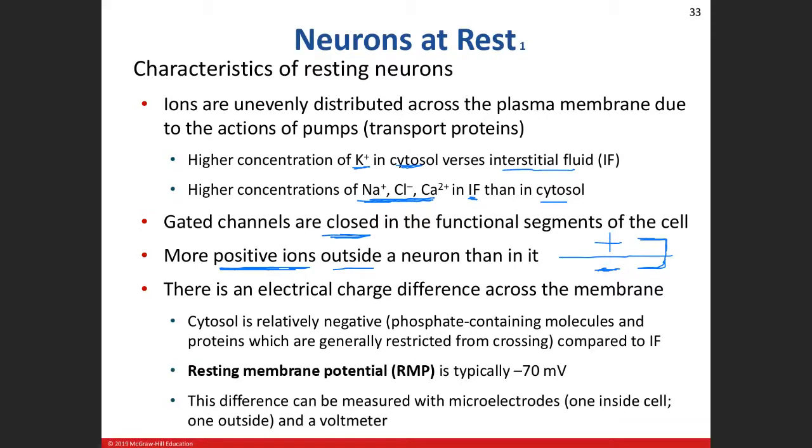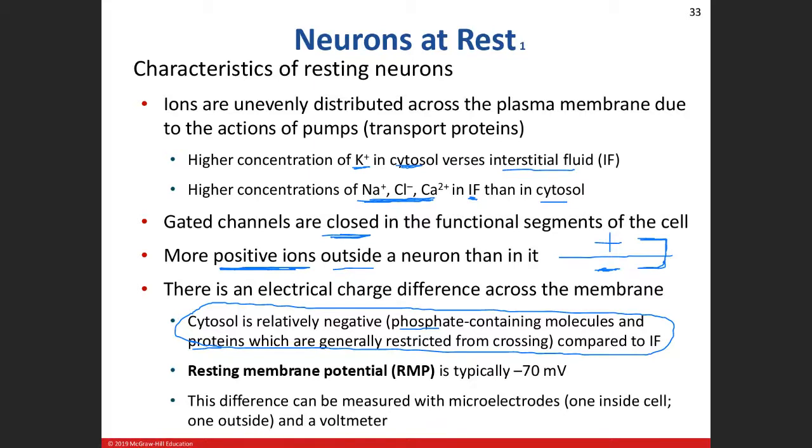Important fact here, I'm going to reiterate it. The cytosol is relatively negative because phosphate and proteins cannot cross over the plasma membrane. There's no channels, there's no gates for them. So they're stuck inside, and they're negatively charged. So they're going to defer their negative charge to the inside of the cell.